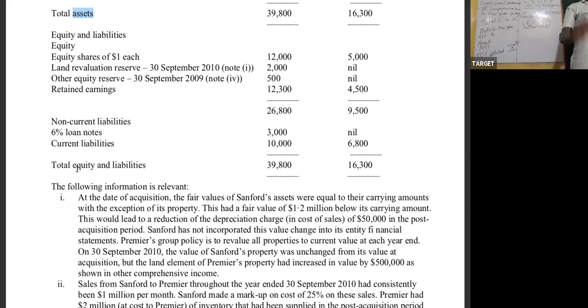Then you go to equity. When they move, you move. From there, they went to equity and liability. So let's go. So you write equity and liability. You are copying everything. When they move, you move. When they stop, you stop. That's all.